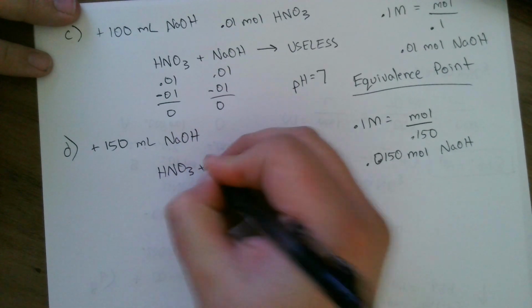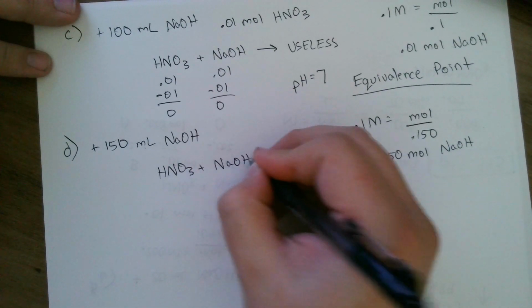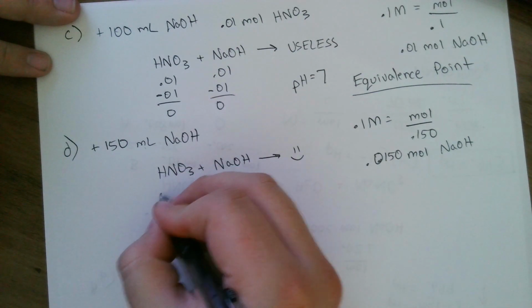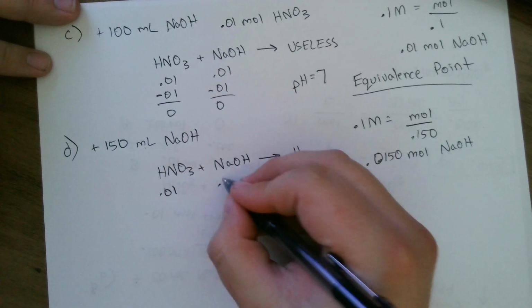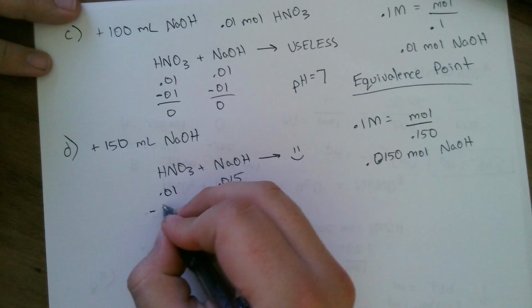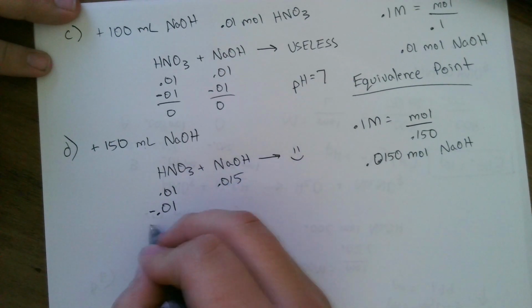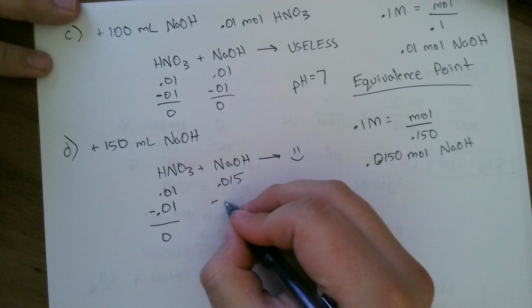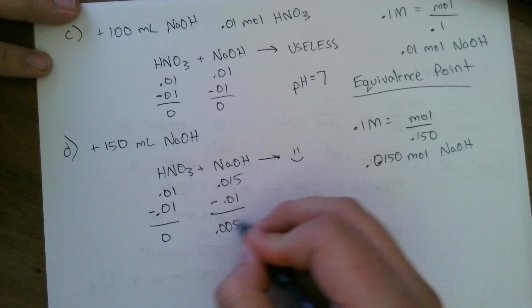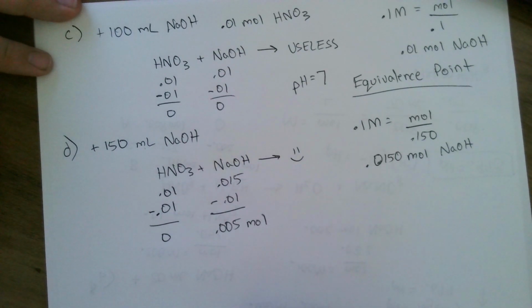Draw my reaction. I have 0.01, 0.015. They're going to neutralize each other, but actually this is the one that's going to be consumed and left with 0. My NaOH, I'm going to be left with 0.005 moles. So all I have this time is a little bit of NaOH left over.